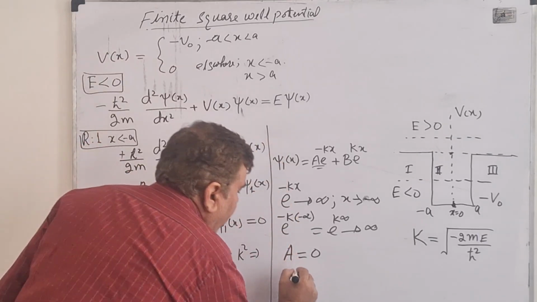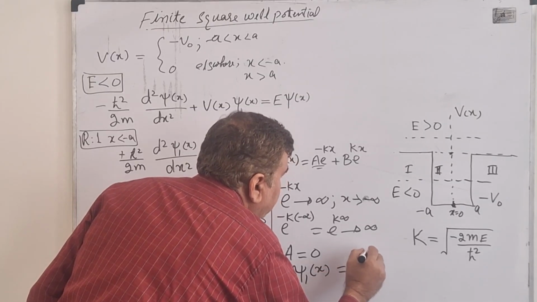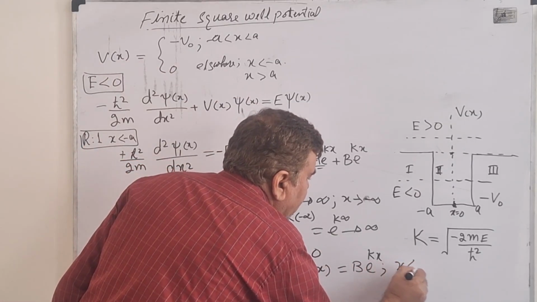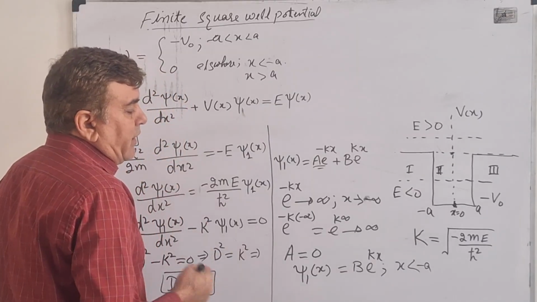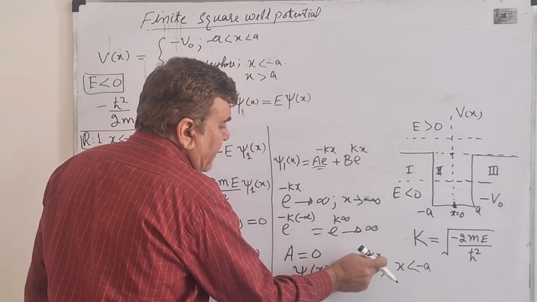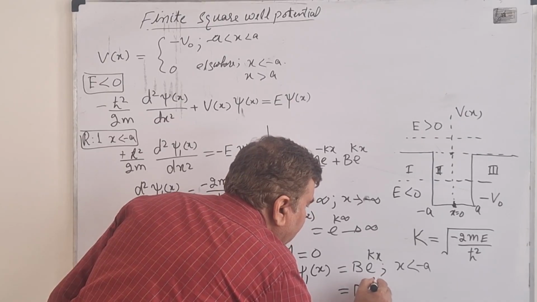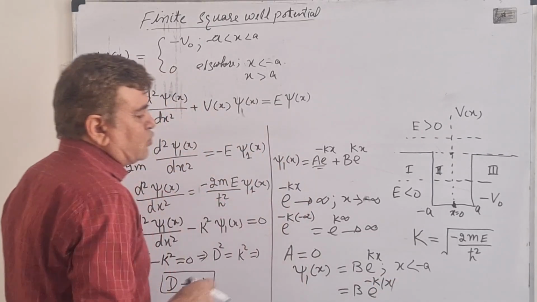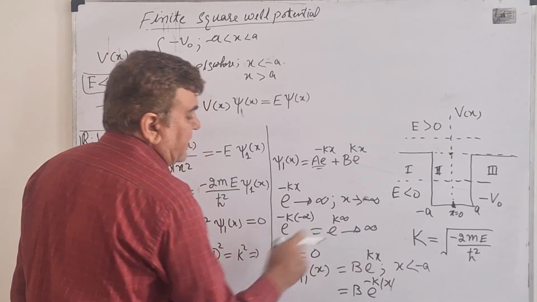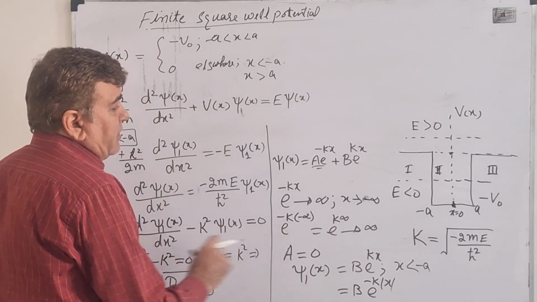Then I can write psi 1 of x in the form psi 1 of x equals B times exponent kx. But keep in mind, this is valid for x less than minus a. So in order to visualize that negative sign of the value of x, I can write this equation into another form: exponent minus k into the absolute value of x. So the exponent will always be negative, whatever the value of x may be. So I put x inside the absolute value and extract that negative sign over here.